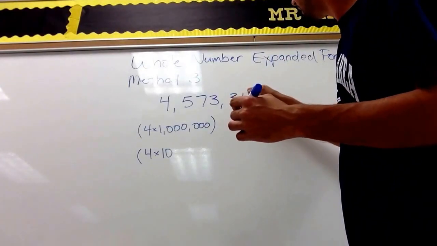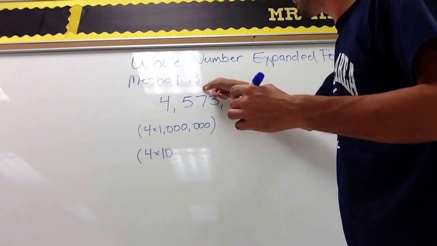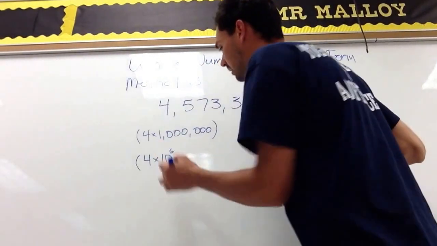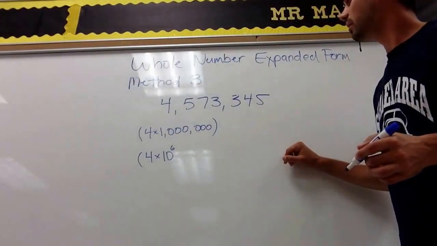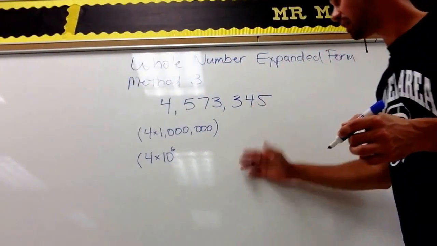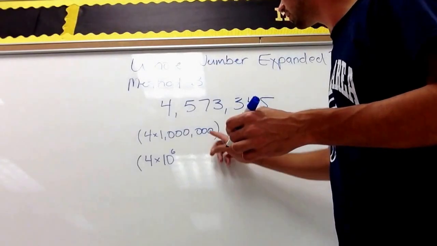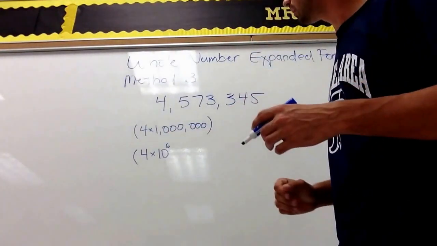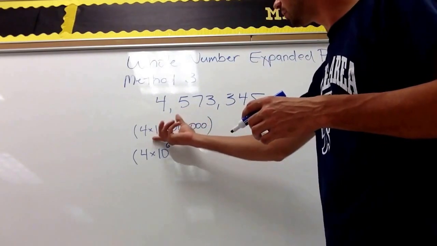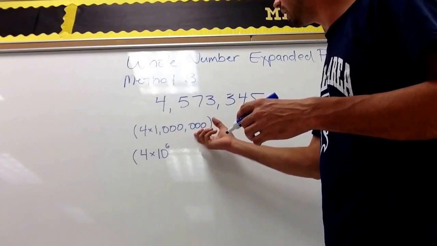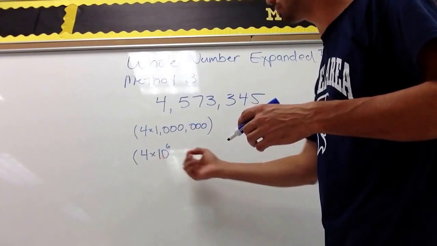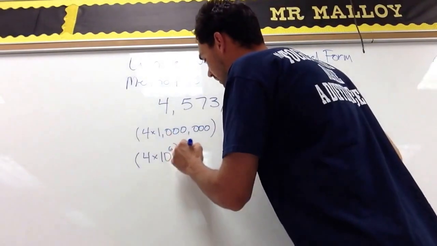From here to here, 10 times 10 times 10 times 10 times 10 times 10. It happens 6 times, right? So, 10 to the 6th power. Or a million has how many zeros in it? 1, 2, 3, 4, 5, 6. So I'm just replacing our traditional way of writing a million with the way we just learned in exponential form. So that would be plus.